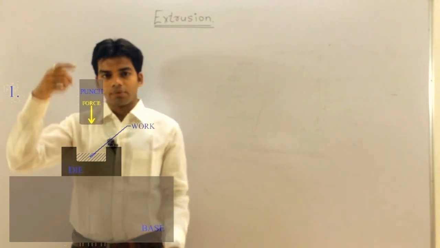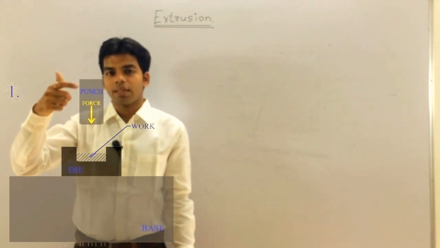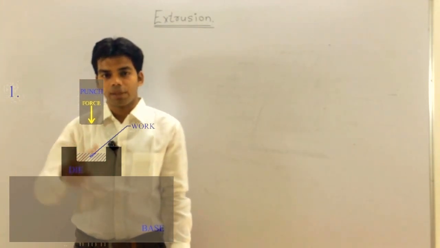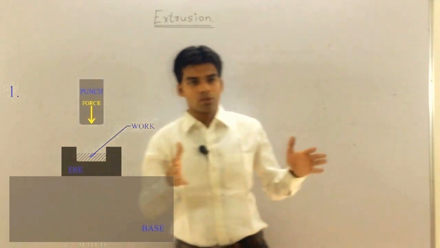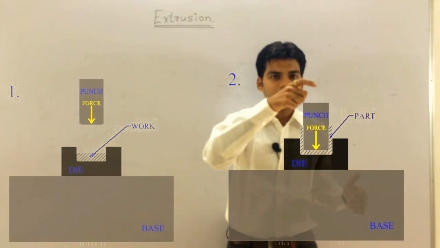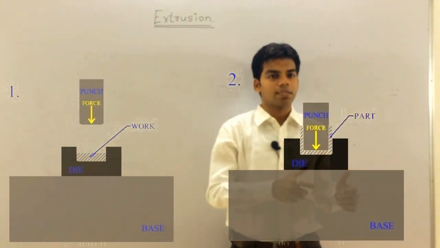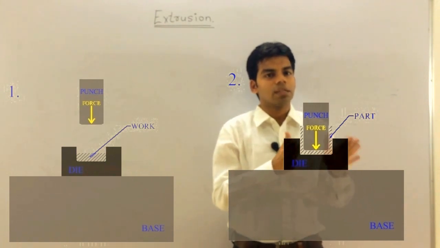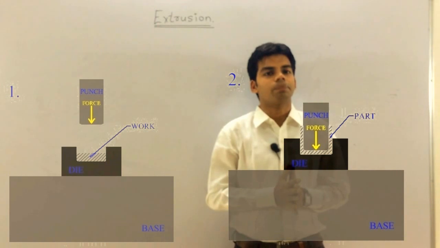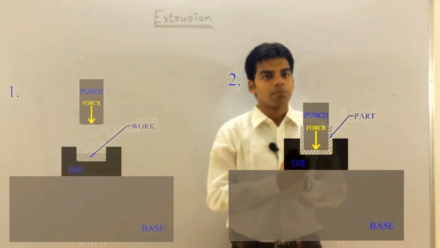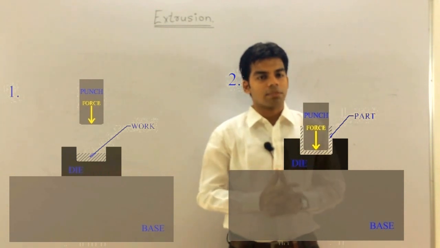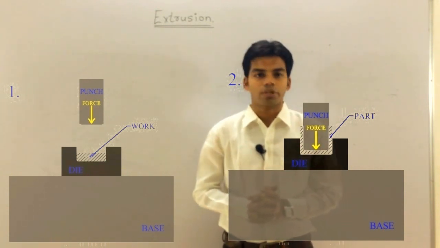When the impact load is applied with the help of a punch on the workpiece, what will happen? You can see here, the workpiece will flow into the clearance between the punch and the container, and finally it will take the shape of that clearance. This process is nothing but an impact extrusion process.